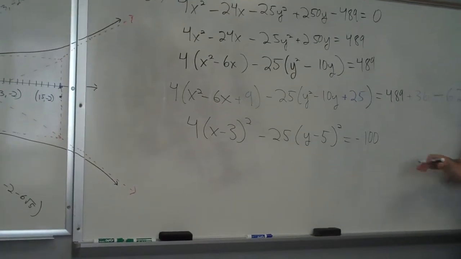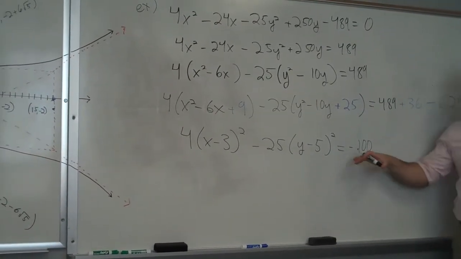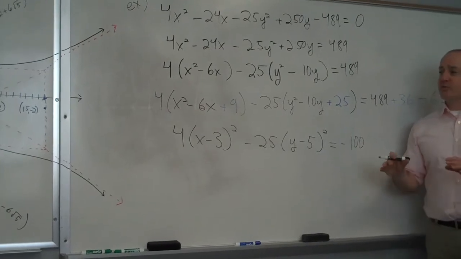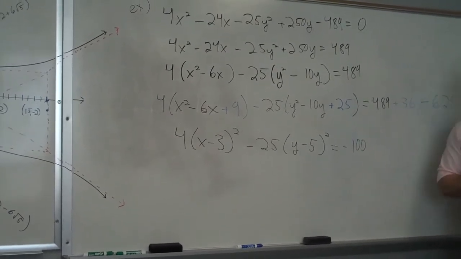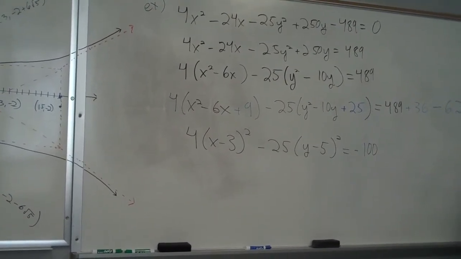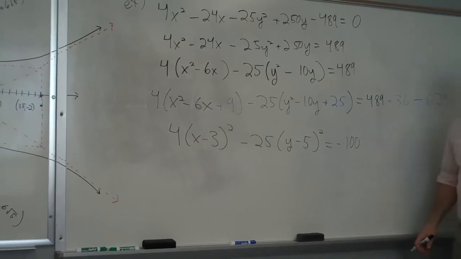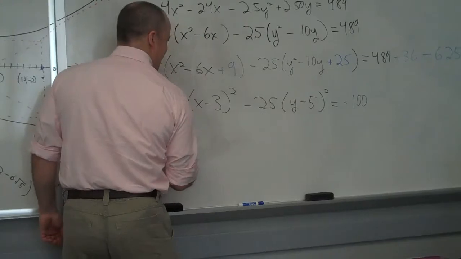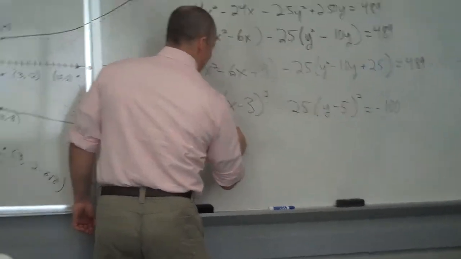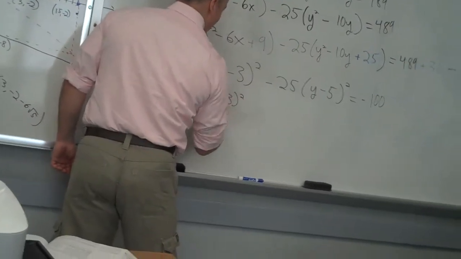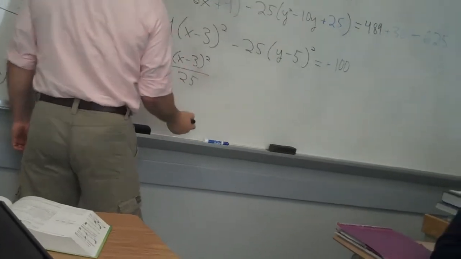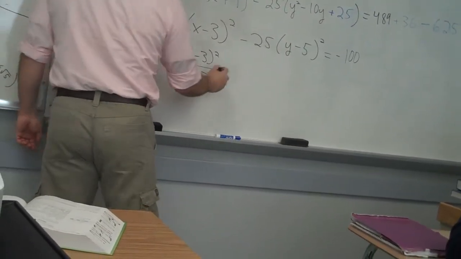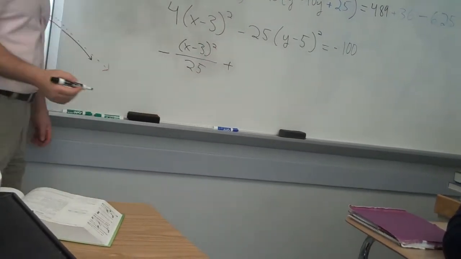Now, this all only works if it is equal to 1 over here. All these rules go out the window if you can't algebraically get it equal to 1. You're not actually looking at a conic. So you divide both sides by negative 100. You give up and say it's not doable. So this is negative x minus 3 squared over 25, 4 100ths would be 1/25, plus, because I'm dividing by a negative.